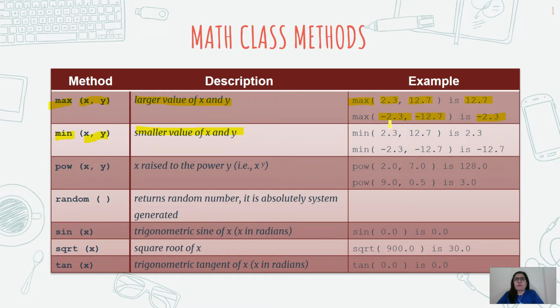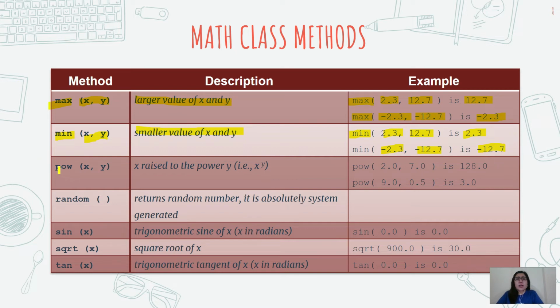That is for max. But for min, it returns the smaller value. So for 2.3 and 12.7, it returns 2.3. For negative 2.3 and negative 12.7, the minimum value there is negative 12.7.